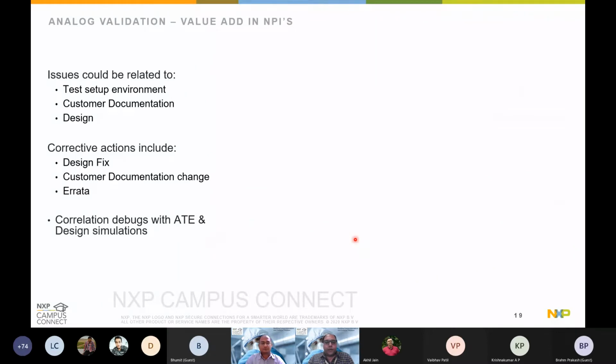So moving on to the fifth element, and the most important element for validation activity, which is value-adding NPI. NPI is new product introduction. Errors that were not detected during pre-silicon can appear in the first silicon. The primary objective of post-silicon validation is to capture those bugs.